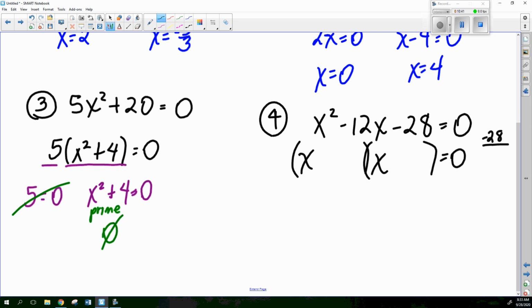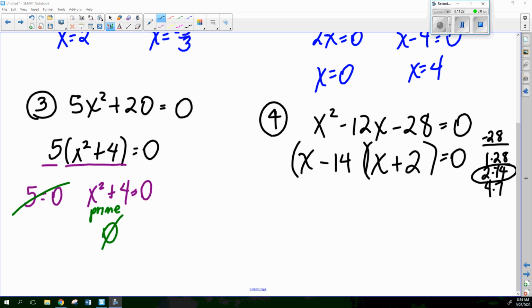All right, well, let's just think about 28. 1 times 28, 2 times 14, and 4 times 7. If I make one of those numbers negative, will any of those pairs add up to be negative 12? 14 and 2. Which one needs to be negative to get a negative 12? The 14. Okay? So we need a minus 14 and a plus 2. All right, take a second, set each factor equal to 0 and solve, please.